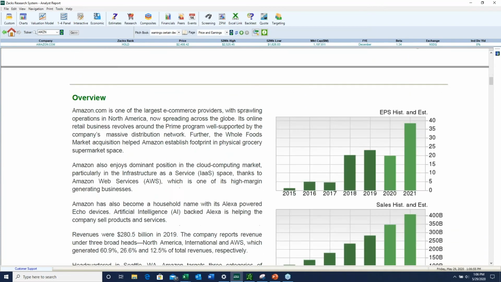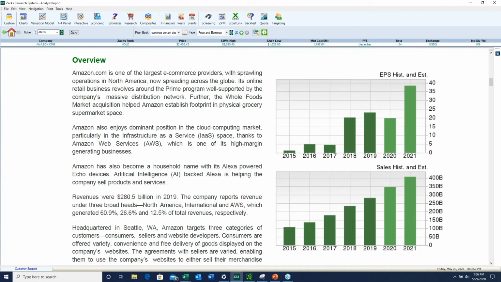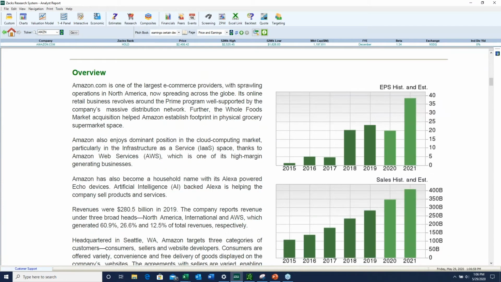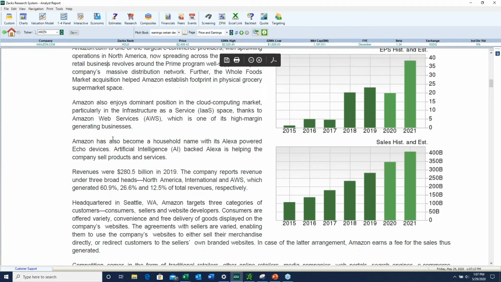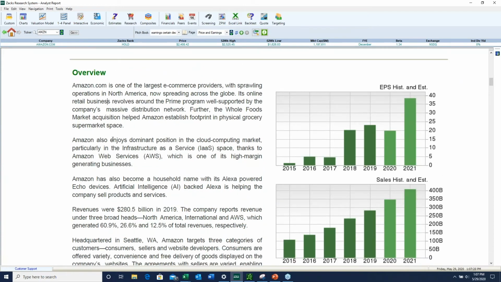But then if you go on to the report on page 2, this gives you a bit of a broader big picture overview. So that way, if you're not fully aware of what AWS is, let's say you've been living under a rock for the last 20 years and don't know what Amazon does at all, then this second page gives you a really good executive summary on what the company does.